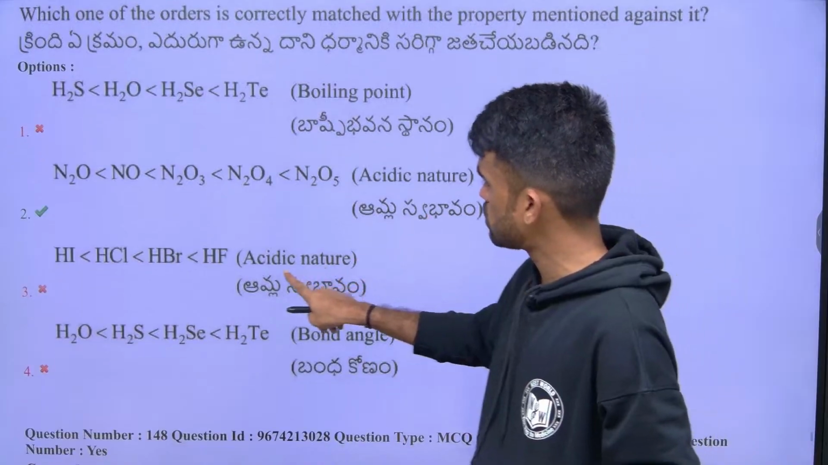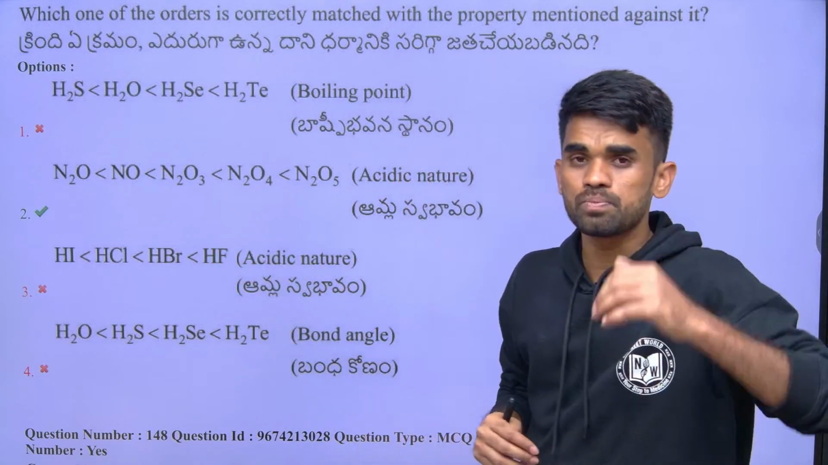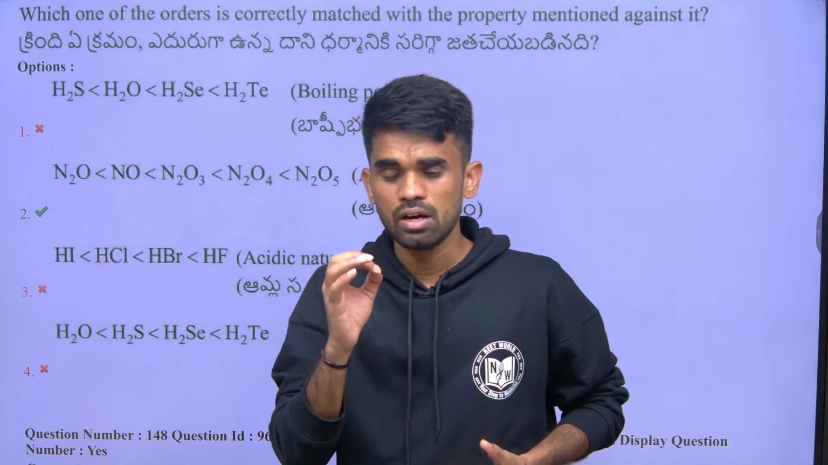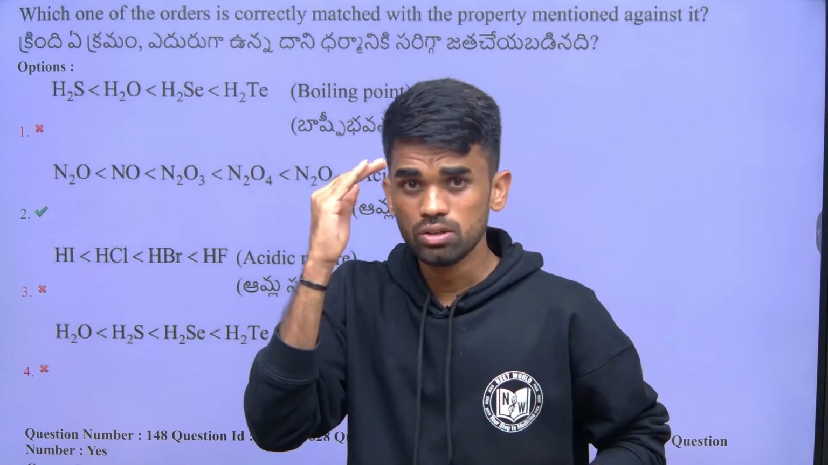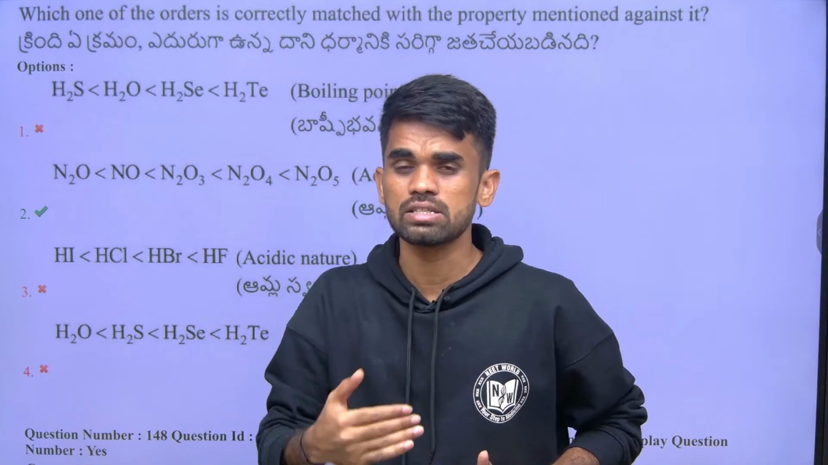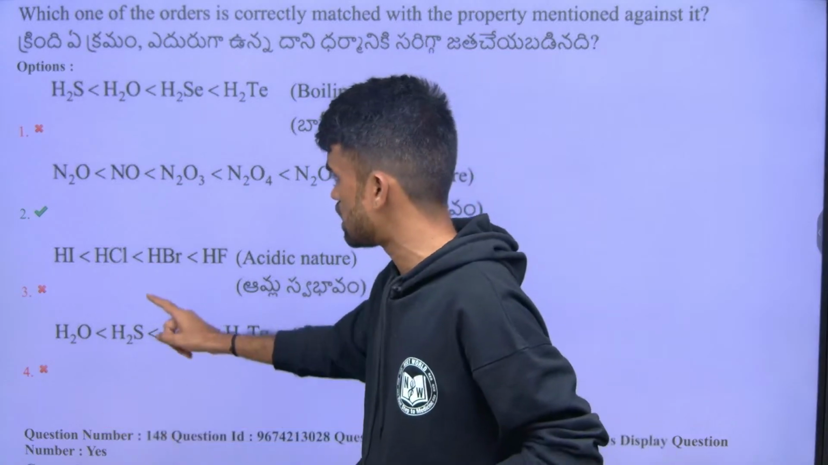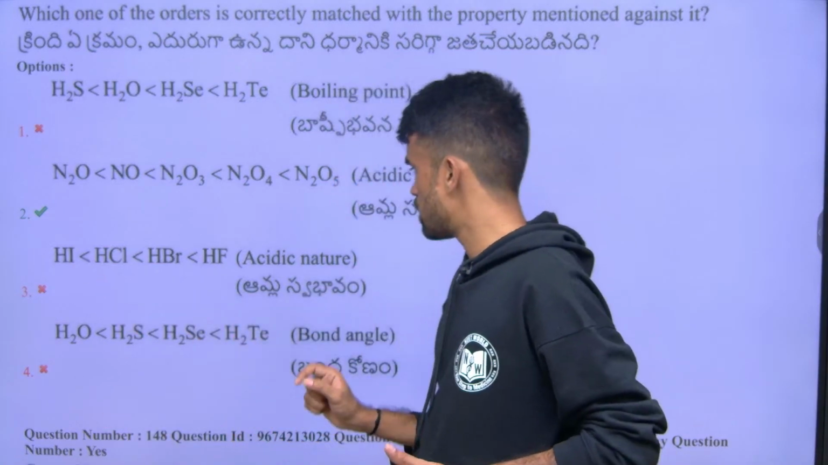Now what about the acidic nature of these compounds? For hydrogen halides, down the group the acidic nature increases and stability decreases. So which is more acidic in this case? HI is more acidic, but they have given the reverse order, which is false. You can remove that.